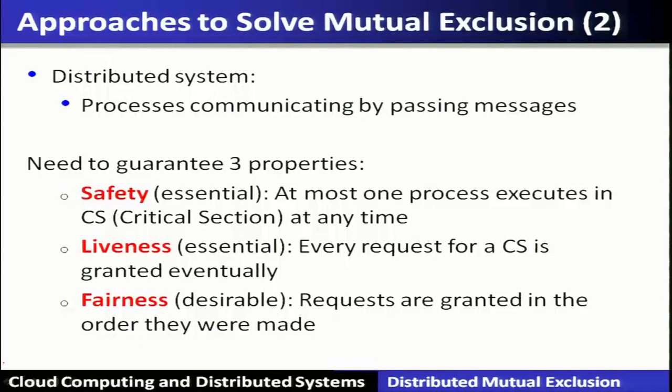in such systems how we are going to ensure mutual exclusion. Such mutual exclusion requires us to guarantee three different properties. They are the safety property, which is very essential in the sense that at most one process executes in the critical section at any time. The second property is called liveness, which is also essential, which says that every request for a critical section is granted eventually. And the third one is called fairness, which is a desirable property, which says that the requests are granted in the order in which the requests are made to the system.